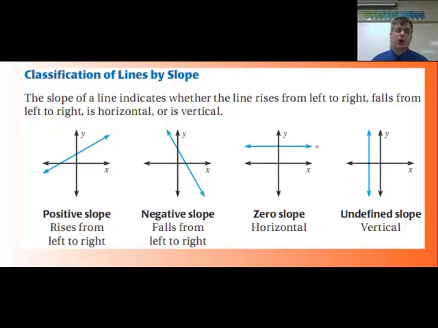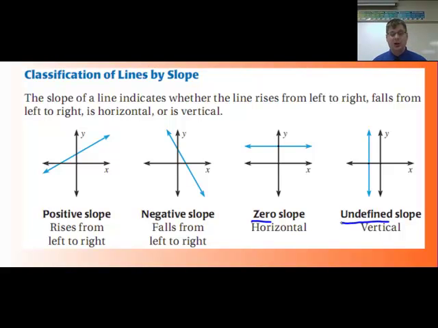If a line is completely horizontal, we call that one a zero slope. It's all run, but no rise. And the flip side of that, if you have all rise and no run, that is going to be an undefined slope. It's completely vertical. So it's important that you keep straight what a zero slope looks like versus an undefined slope.